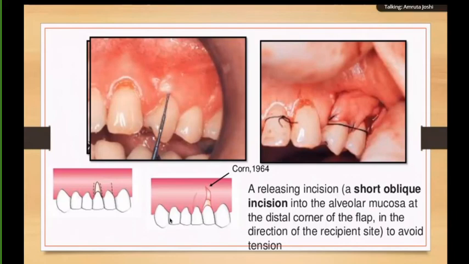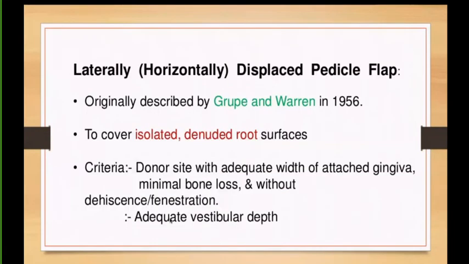So if the adjacent tooth doesn't have attached gingiva, we cannot use it as a pedicle flap. But what are the advantages? Why can we use this technique? The donor site with adequate width of attached gingiva will do what? If the base of my flap is attached somewhere, that means there is continued blood supply. So the blood supply, the angiogenesis, is not interrupted when we use a pedicle flap.